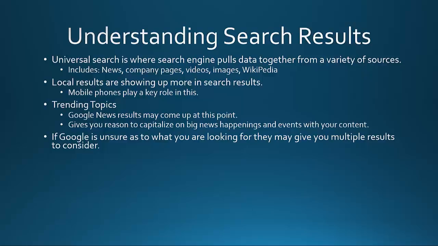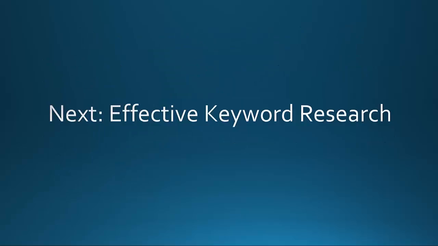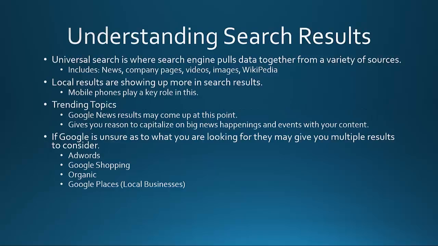Those are things just to understand, but you could create content based on trending topics and news stories. If Google is unsure as to what you're looking for, they may give you multiple results to consider. So you may find that you'll have the AdWords show up, Google Shopping ads might display, organic results, Google Places, like local businesses, will show up. You're going to find all kinds of different things may show up within your searches. You're also going to find maybe news topics will come up, and that's if Google's unsure.